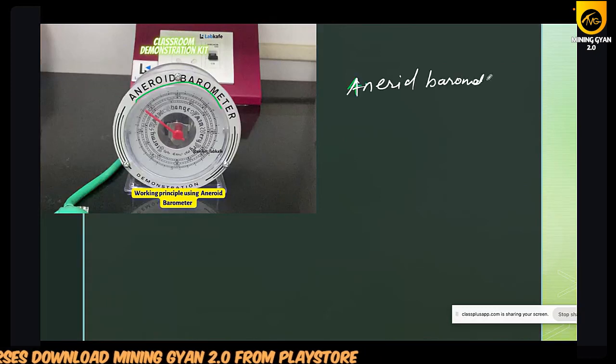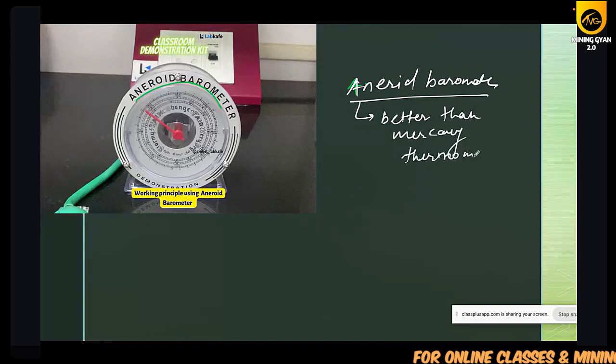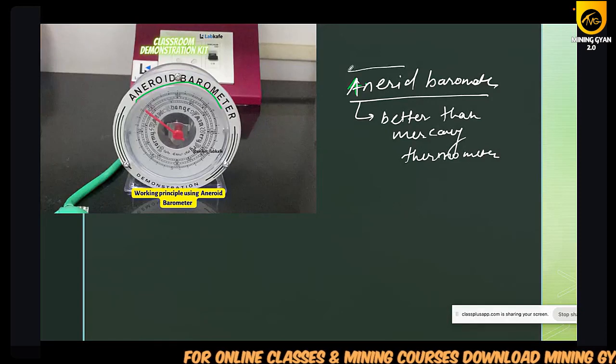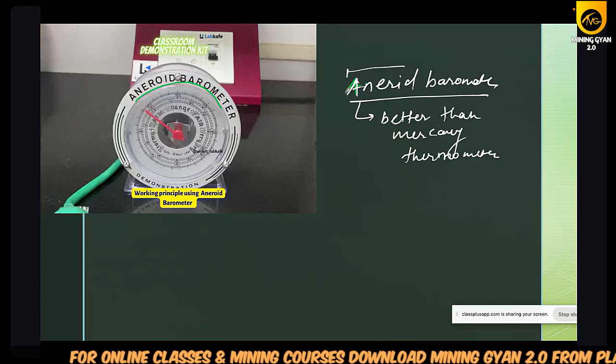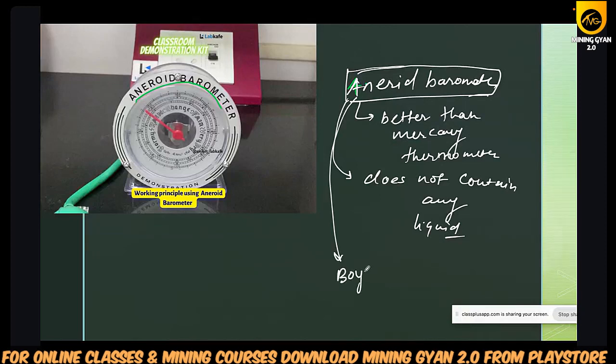And this is the aneroid barometer. Give me 30 seconds, I want to give a little information about the aneroid barometer. It is better than the mercury barometer. Why do we call it an aneroid barometer? Because an aneroid barometer does not contain any liquid, and its principle is based on Boyle's law.